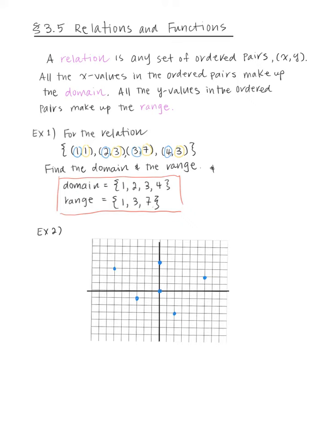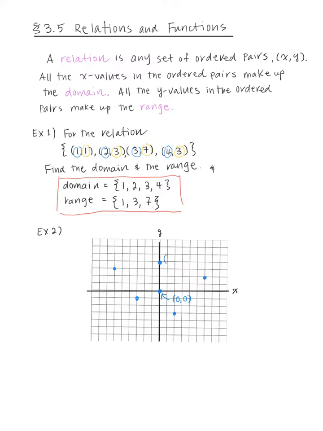Alright, let's take a look at example 2. Use the graph of the relation to list the ordered pairs of the relation, find the domain of the relation, and find the range of the relation. So let's first list the ordered pairs of the relation. This is our x-axis, that's our y-axis. Let's first go with this point right here. This is nothing but the origin, which is (0, 0).